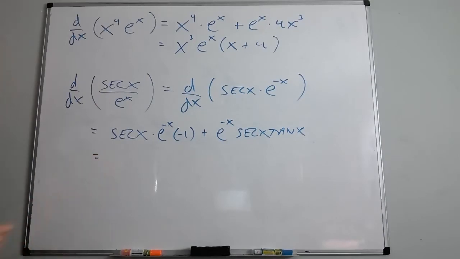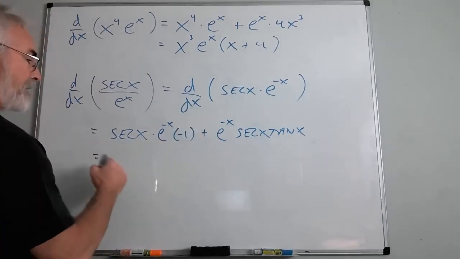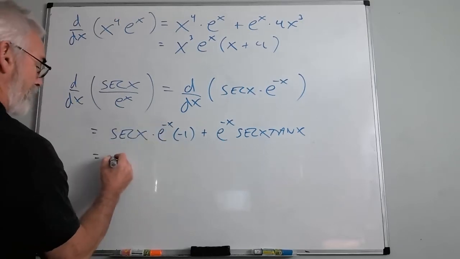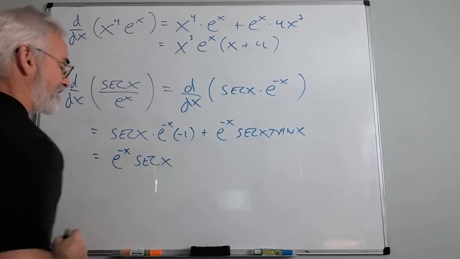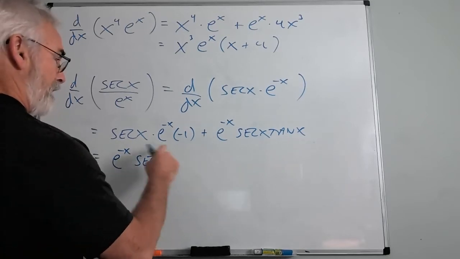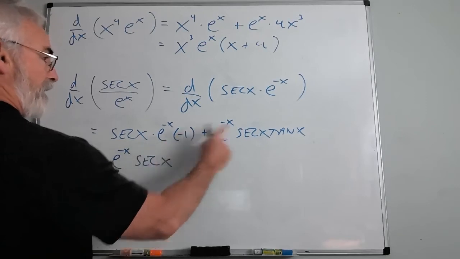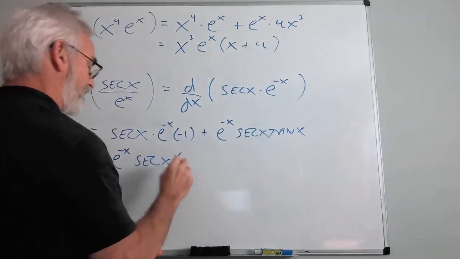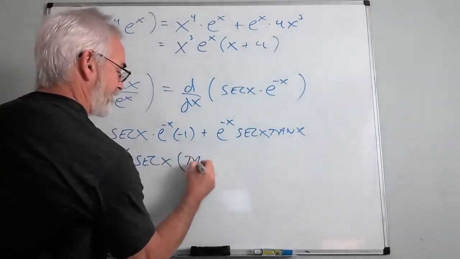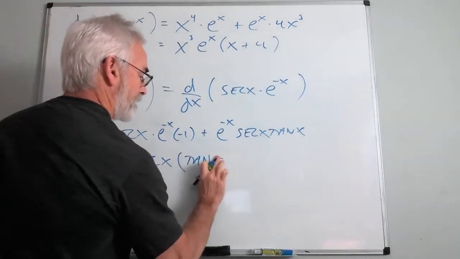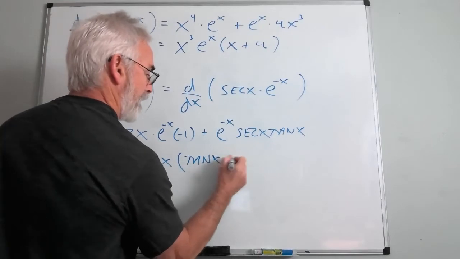So both terms have a secant, both terms have an e to the -x. By the way, the order you write them is really not important. I'll put the e first. I think it might be easier to read. And what does that leave me with? Well, here it leaves me with a -1. Here it leaves me with a tangent. So I can either write -1 plus tan, or I can write tan -1. I think most of you would probably rather write tan x -1.